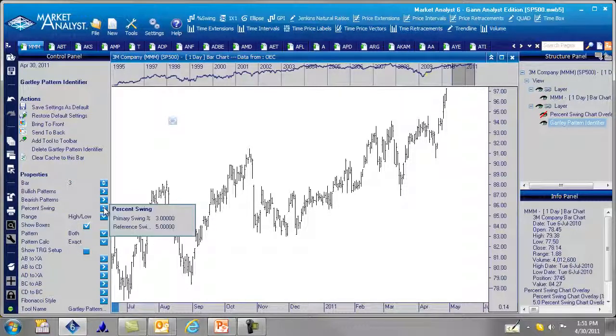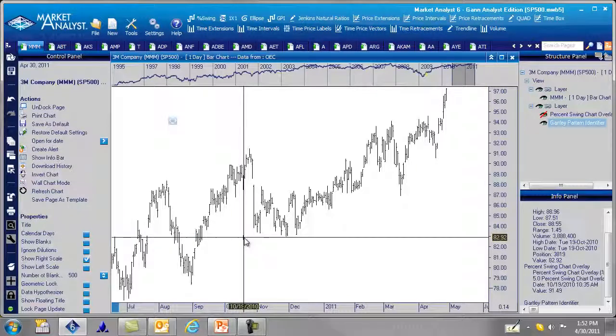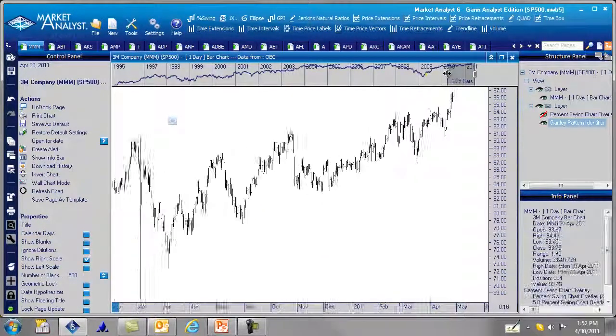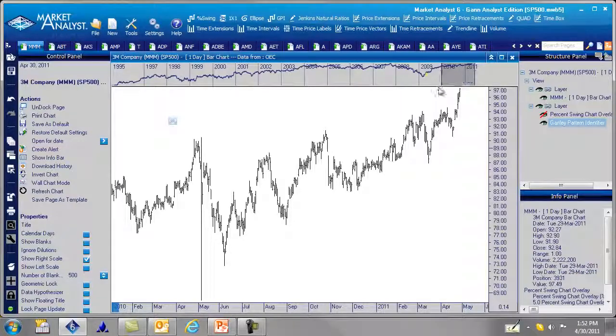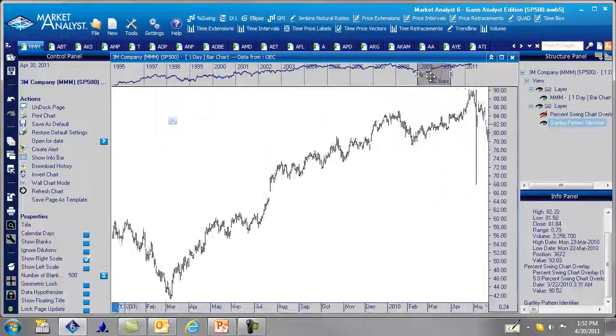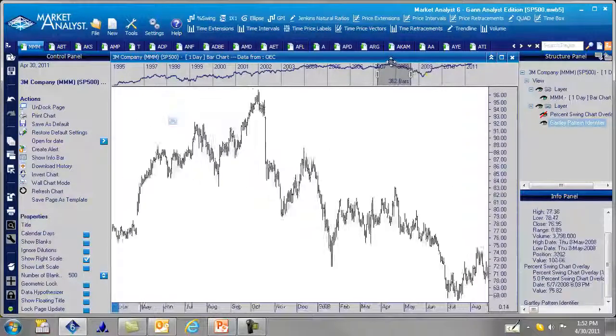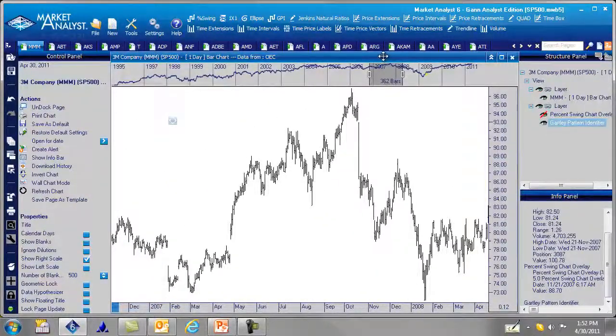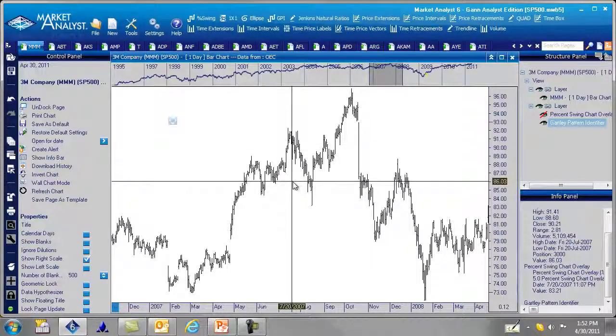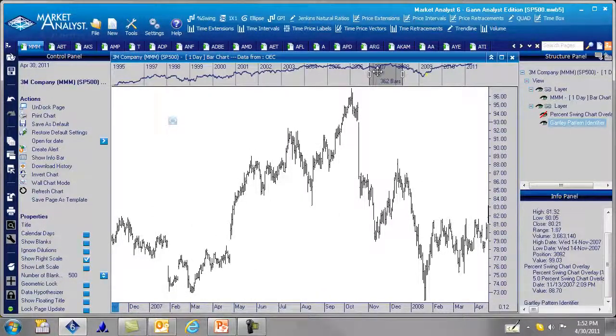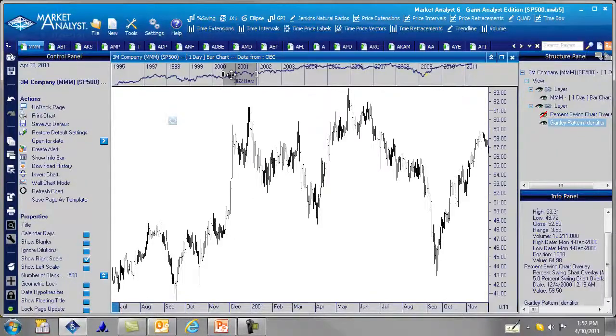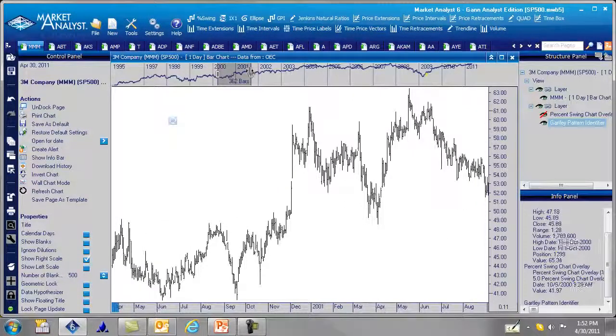Okay, so we hit that, and you notice that there are 2 settings. One is for the reference swing, and one is for the primary swing. So the reference swing is in reference to the XA leg. Now, the XA leg is bigger than the other legs in the Gartley pattern, so that's why we have a different swing setting for the XA leg. That number should be bigger because, let's say for an example, let's see if I can find one here. Okay, let's just for fun, let's call this one up here.